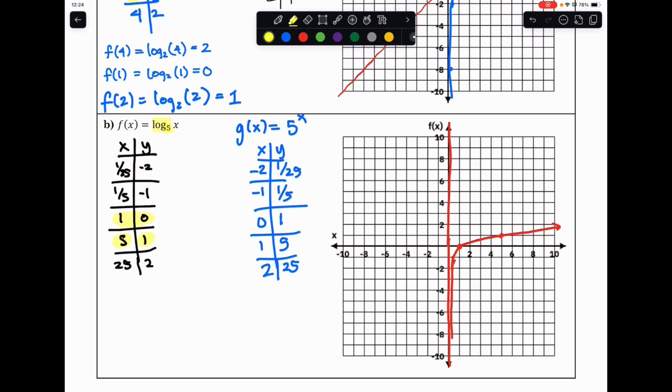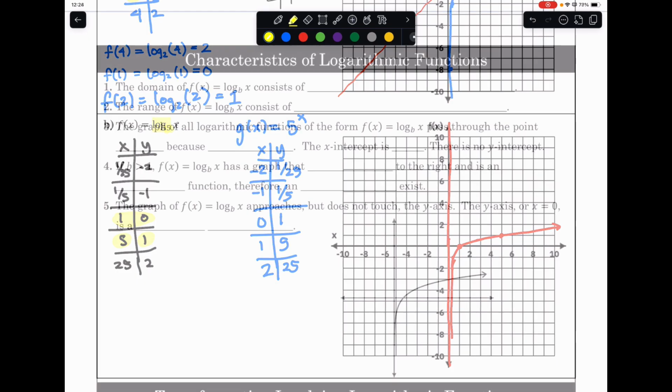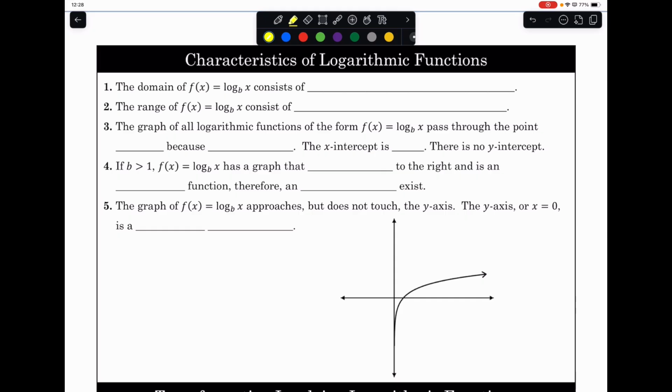So let's talk about those transformations on the next page, and the characteristics of these log functions. So let's look at the characteristics of these log functions.